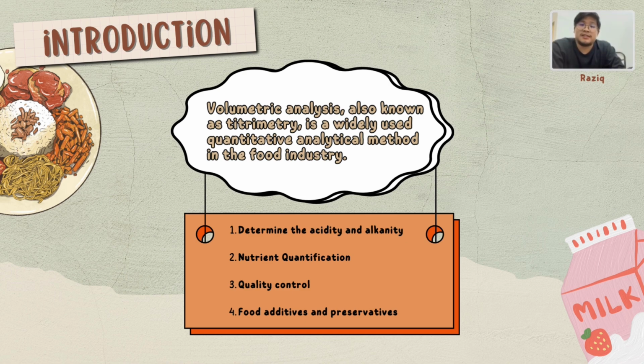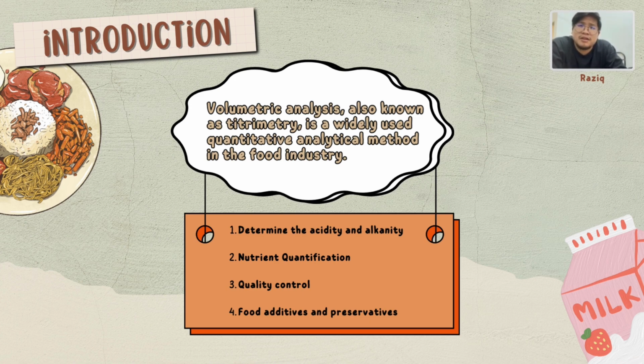Volumetric analysis is used by a number of industries such as the pharmaceutical industry, the environmental science industry and many more. But for today's topic, we are going to focus on the food industry. So, what is the use of volumetric analysis in the food industry? First, it is used to determine the acidity or the alkalinity of a food sample.